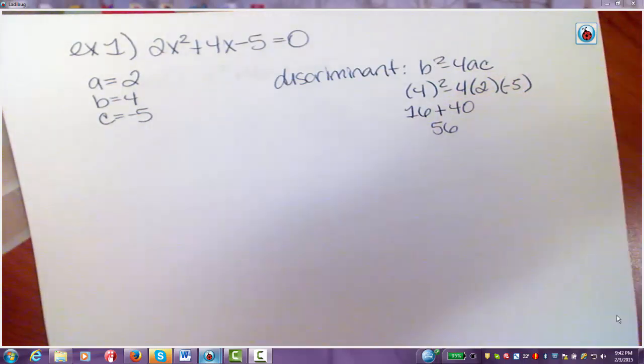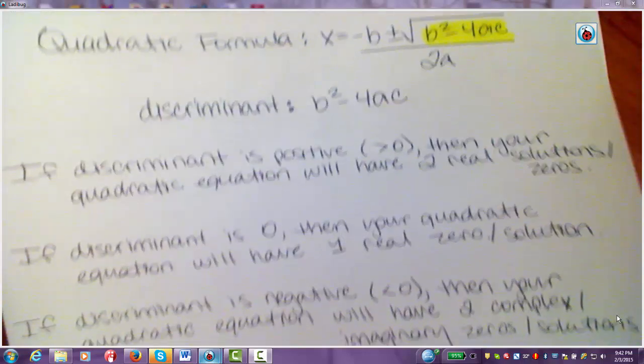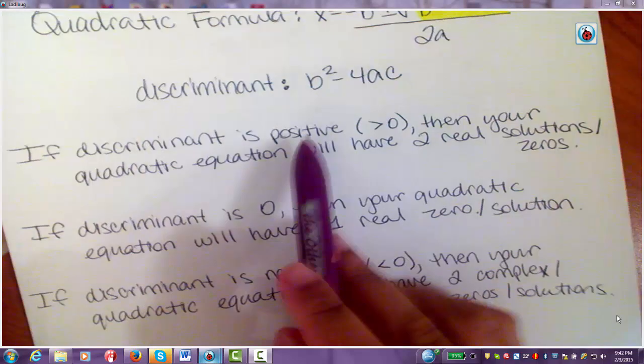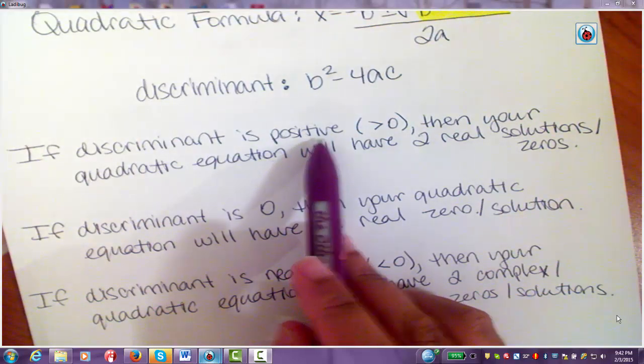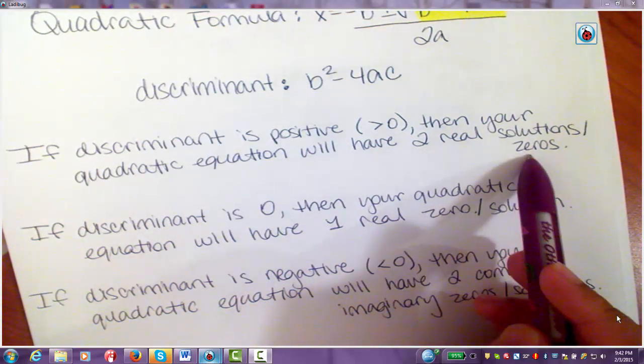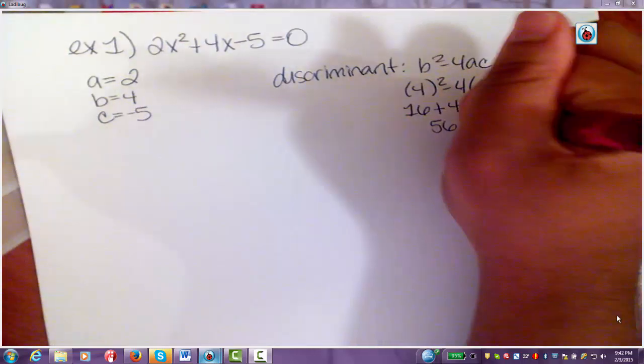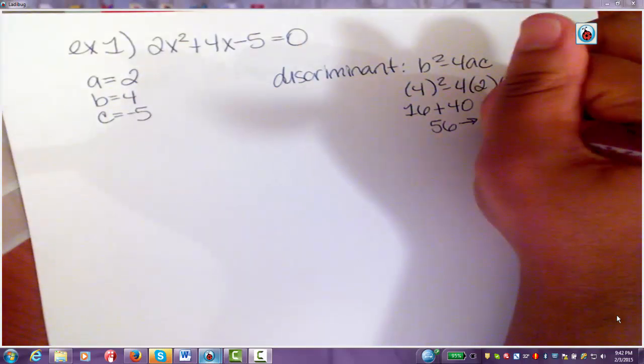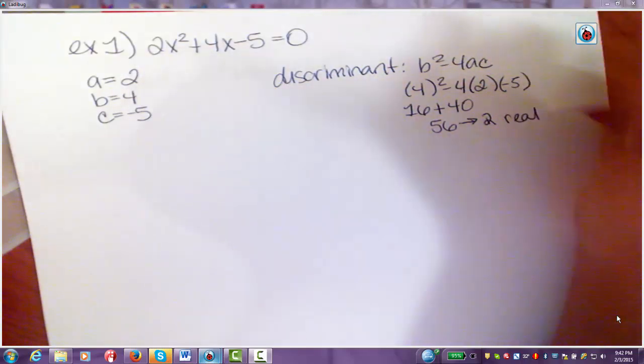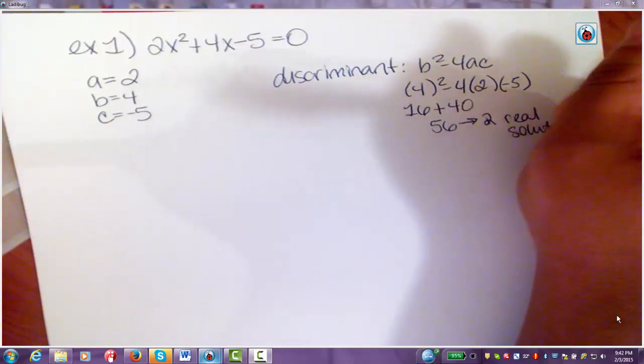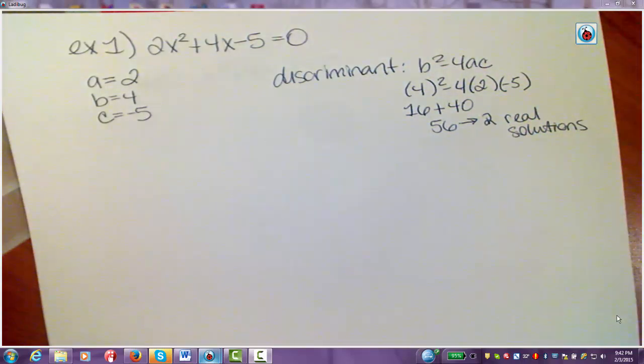And if you look back at your notes, a positive discriminant means that you will have two real solutions. So 56 means two real solutions. Alright, so now we are good to use the quadratic formula to solve for x.